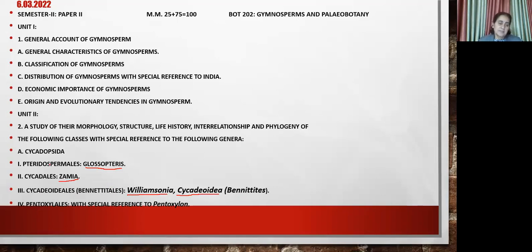Next, the fourth order of this class, Pentoxylales. In this, you have to study Pentoxylon. This is also a fossil genus. So among this Cycadopsida class, 1, 2, 3, and 4 fossil genera you have to study. So we have some fossil samples with us. We'll show you.